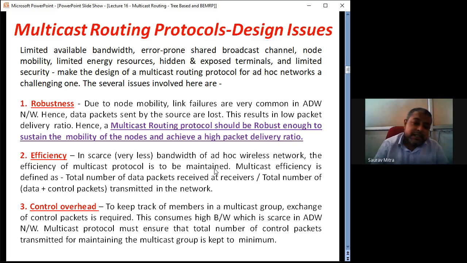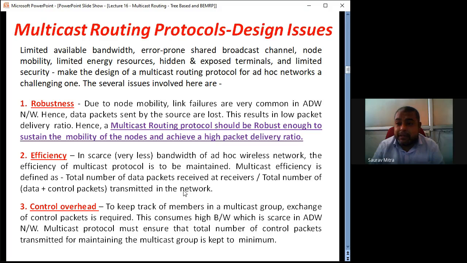Though there is very little bandwidth, though there is a very small amount of channel available, you should still be able to transmit a huge amount of data through it. By proper scheduling and proper routing, all these things can be achieved. So multicast efficiency is defined as total number of data packets. This can be a short question, take it out. Multicast efficiency, the definition of that is total number of data packets received at the receiver divided by total number of data and control packets transmitted in the network.